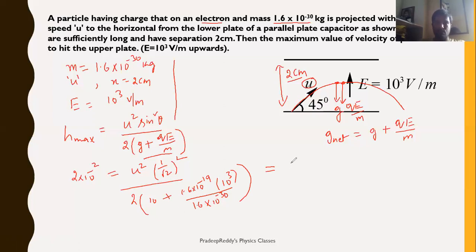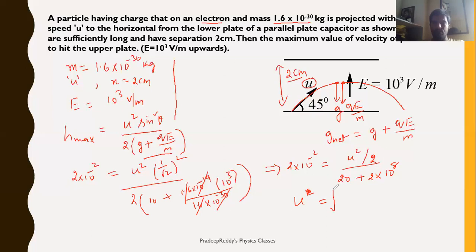Evaluating this, it is 2 into 10 power minus 2 is equal to u square divided by 2 into 10, this is 20, plus this 1.6 and 1.6 get cancelled. 10 power minus 19, 10 power minus 19 get cancelled. What remains is 10 power minus 11 in the denominator, and it is 2 into 10 power minus 11, and the 3 goes here. It will be 10 power 8, because in the denominator it is minus 8, goes to the numerator, it will be 10 power 8. Now evaluating this, you can find the value of u square.